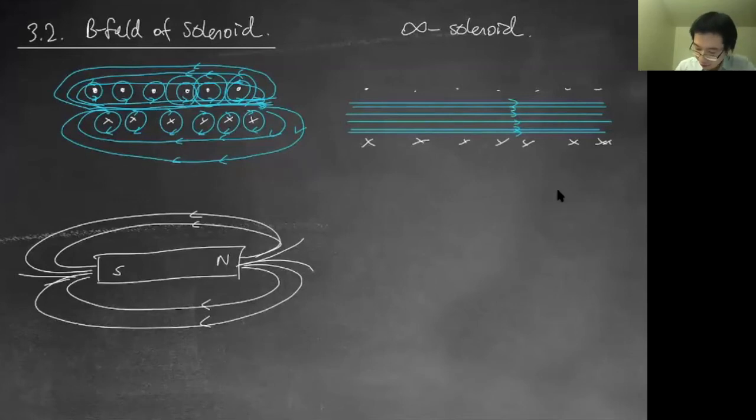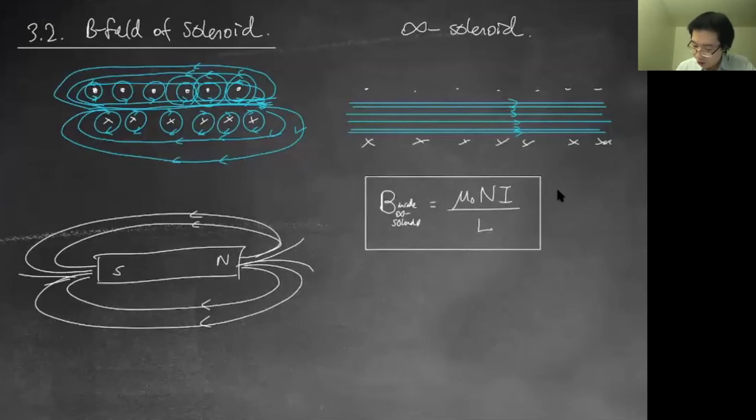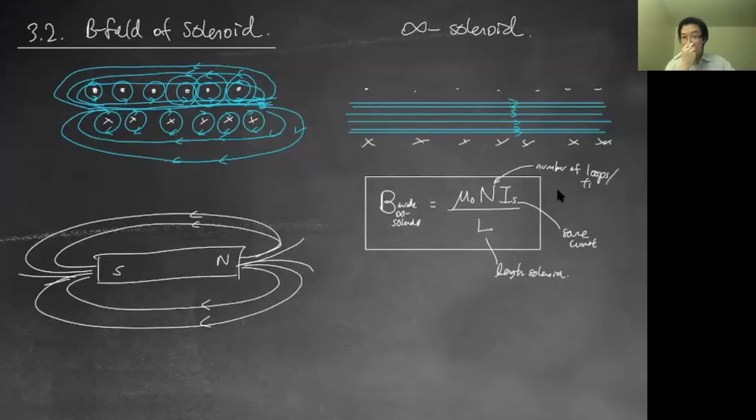So for an infinite solenoid, the B field inside is given by mu naught N I over L. Okay. So let's define each variable. Mu naught, you now know. I is the current of the source. L is the length of the solenoid. And N is the number of turns, number of loops, or number of turns. Okay. So again, B being proportional to I makes sense.